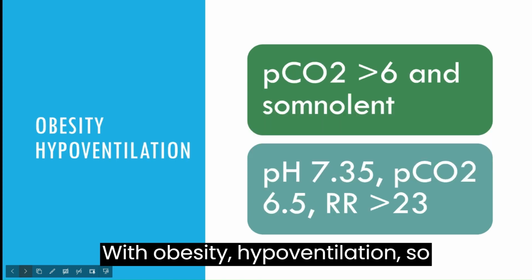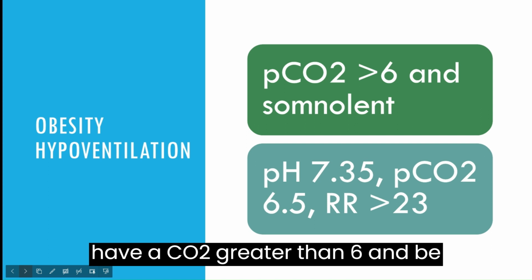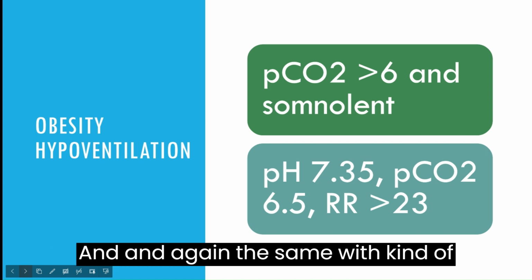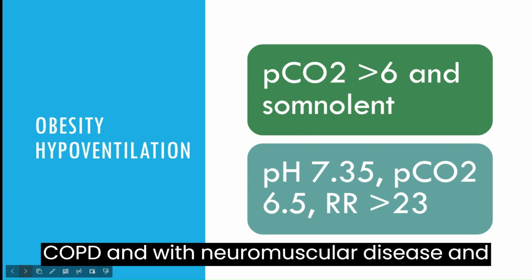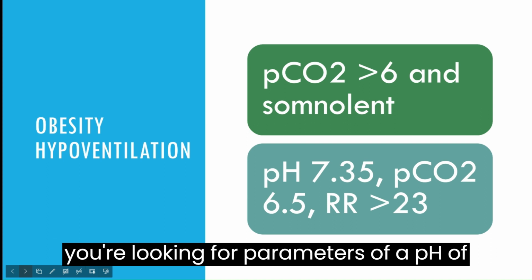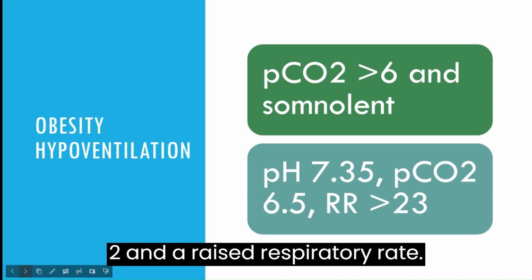With obesity hypoventilation, patients usually on an ABG should have a CO2 greater than 6 and be symptomatic, so very sleepy. And again, the same as with COPD and neuromuscular disease, an arterial blood gas is key. And again, you're looking for parameters of a pH of 7.35 and below, a raised CO2 and a raised respiratory rate.